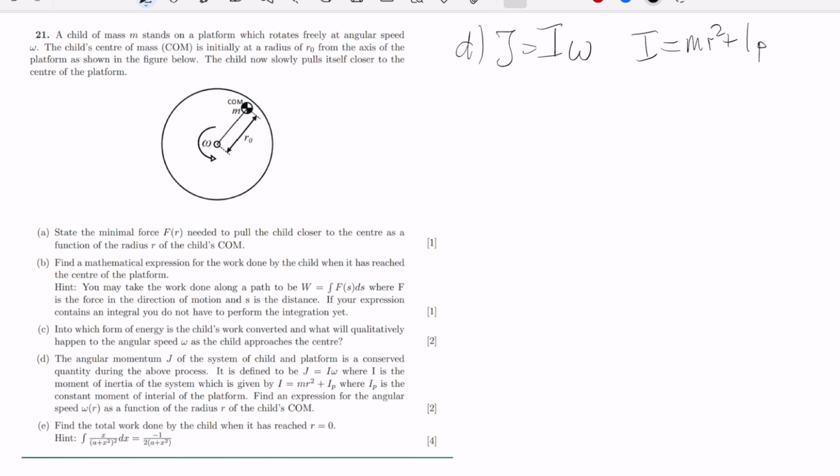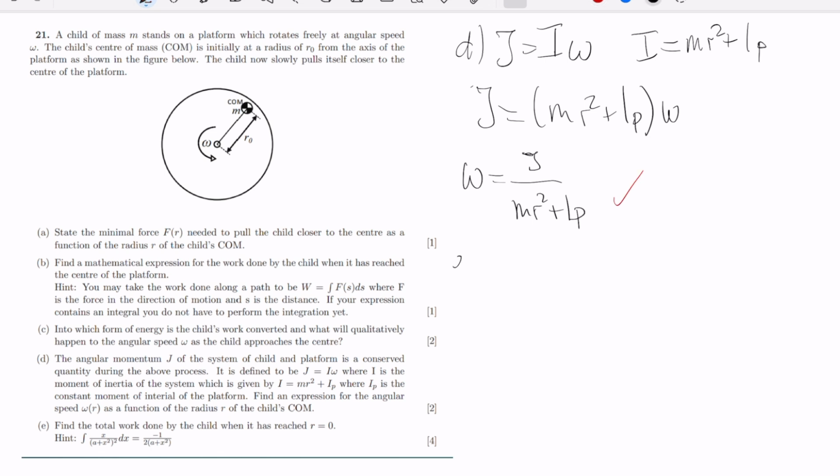Find an expression for the angular speed as a function of the radius. Well, as far as I can tell, the angular momentum J is going to be given by brackets m r squared plus I_P multiplied by omega. We can directly rearrange for omega, and this here will be J over m r squared plus I_P. And now we've got omega as a function of the actual radius. Okay, so far so good.